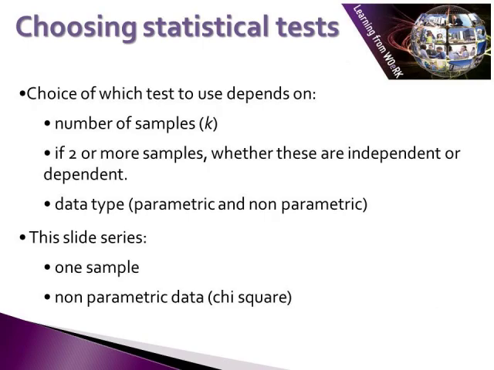In the previous slide series, we had a look at using z-scores and t-tests when hypothesis testing with one sample and with data that is parametric. In this slide series, we are going to stay with one sample tests, but we are going to start looking at when our data is non-parametric. We're going to have a look at a different test known as chi-square, which is used when we are hypothesis testing with our non-parametric data, or what we call categorical variables.